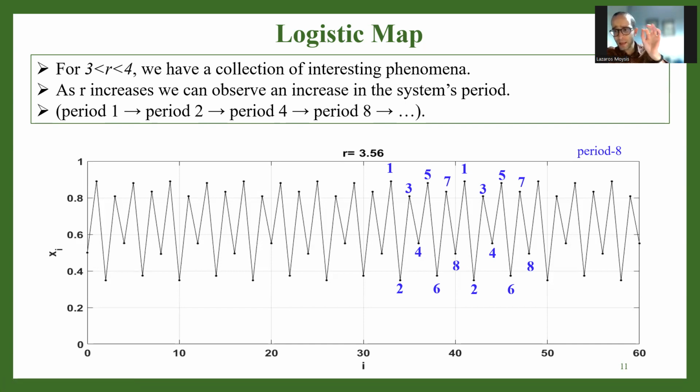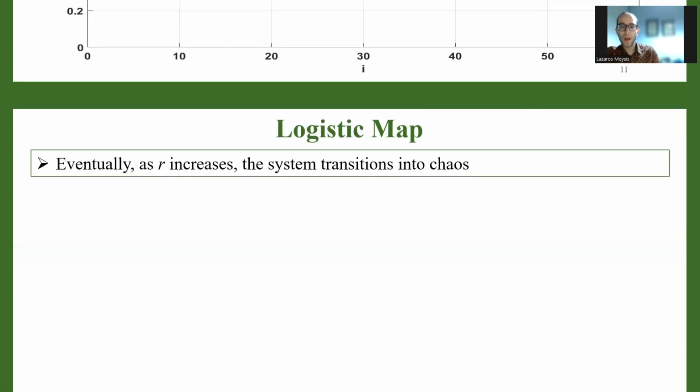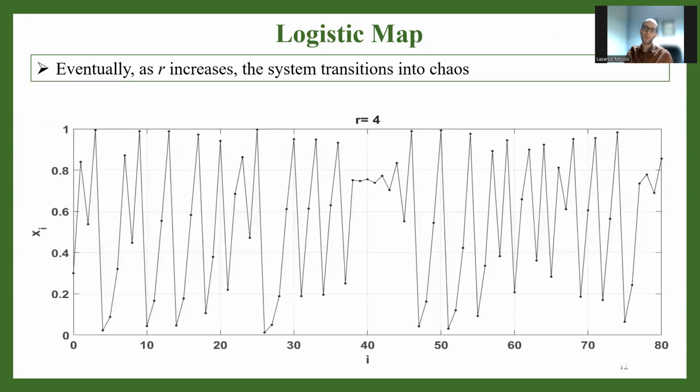So if I increase it a little bit more, what happens? We go to period 16, period 32, period 64, and over a very, very small interval, something amazing happens. We transition into chaos. For example, for R equals 4, what do we have? I have this solution right here that seems to have no clear pattern. And that's the case. The system here doesn't have a periodic behavior. We have an absence of periodicity. The behavior here is without a specific pattern.